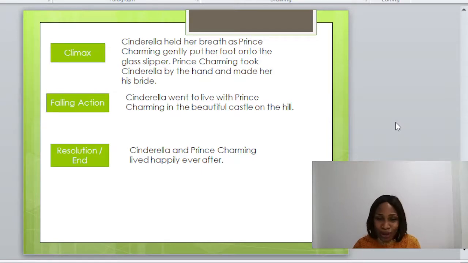So you see the plot of the story Cinderella. You saw how I started and how the rising action moved and how we got to the climax where you'd be like, oh, is he going to put her foot in the glass slipper? Let's see what will happen. The falling action: oh, he has decided to marry Cinderella. And the end, they lived happily ever after.